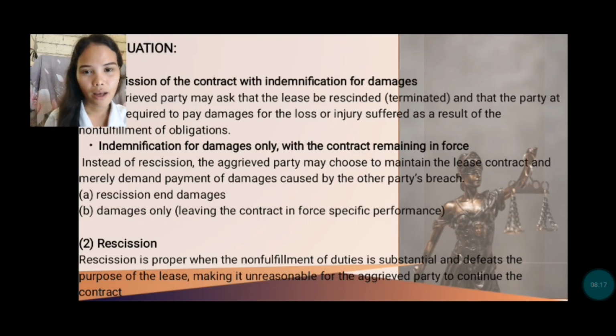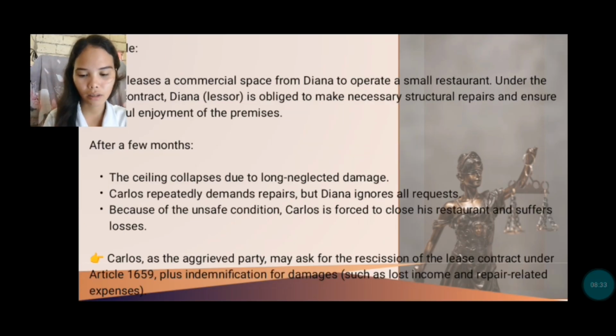So, number 2 is rescission. Rescission is proper when the non-fulfillment of duties is substantial and defeats the purpose of the lease, making it unreasonable for the aggrieved party to continue the contract.